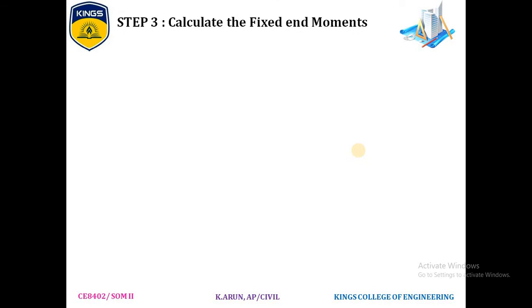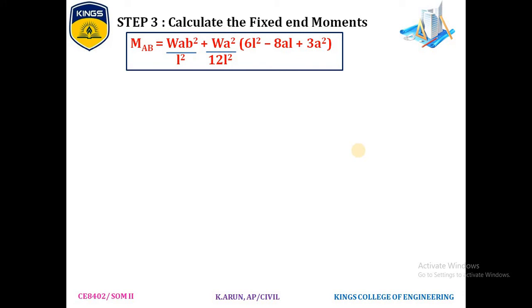So we have to calculate the fixed end moments. For calculating the fixed end moments, we have seen the formulas earlier. The moment at AB will be equal to, since we have two loads in this beam, I am adding the formulas. For the point load it is WAB square by L square, and for the UDL it is WA square by 12L square into 6L square minus 8AL plus 3A square.